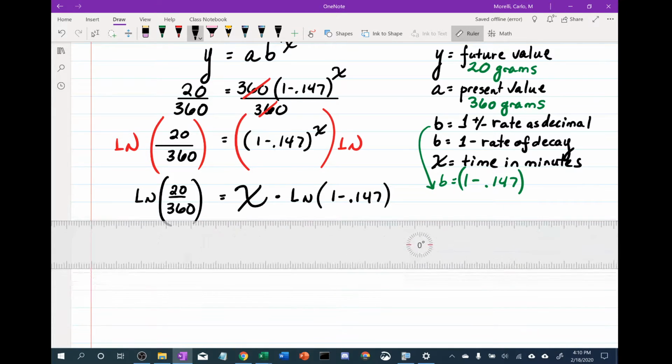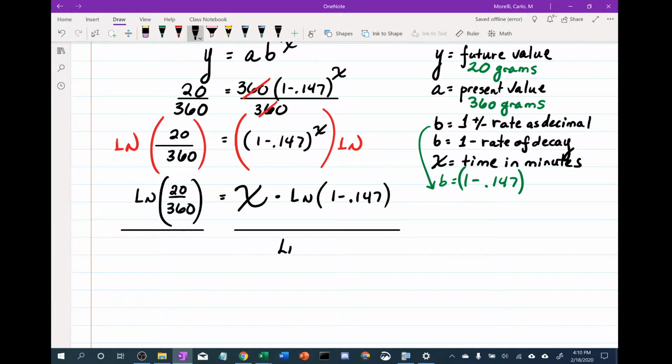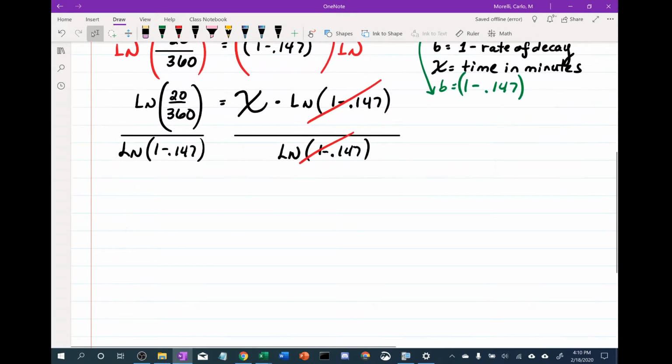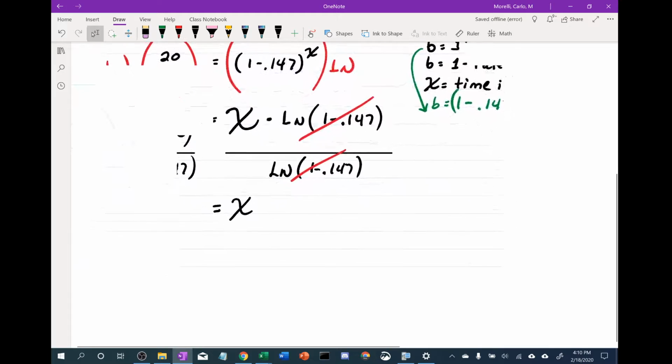So now my final step is just to get x by itself. I'll divide both sides by the ln of 1 minus 0.147. Okay, so over here I'll have ln of 1 minus 0.147. Okay, and then on the right, that cancels out. And I'm left with x equals, okay? And I just need to plug this into my calculator, which is what we're going to do right now, ladies and gentlemen.